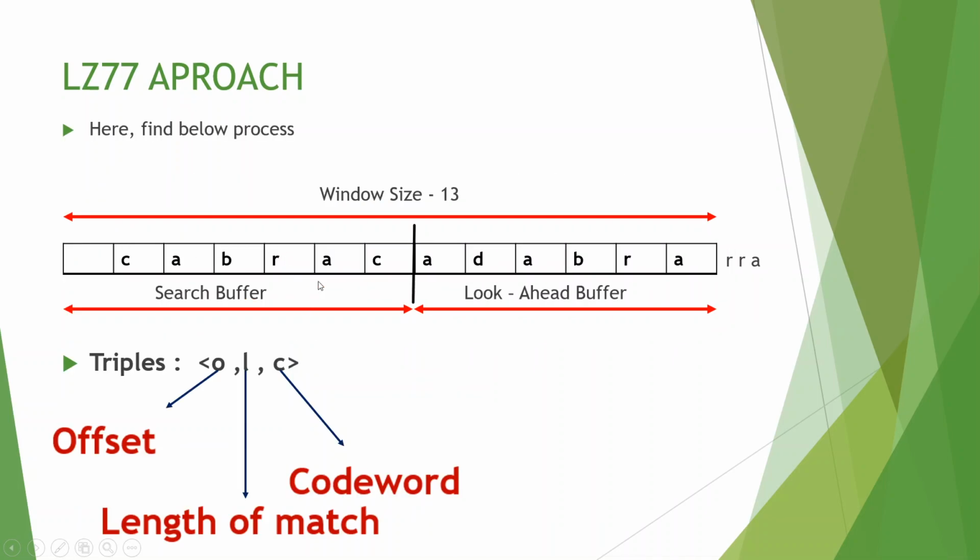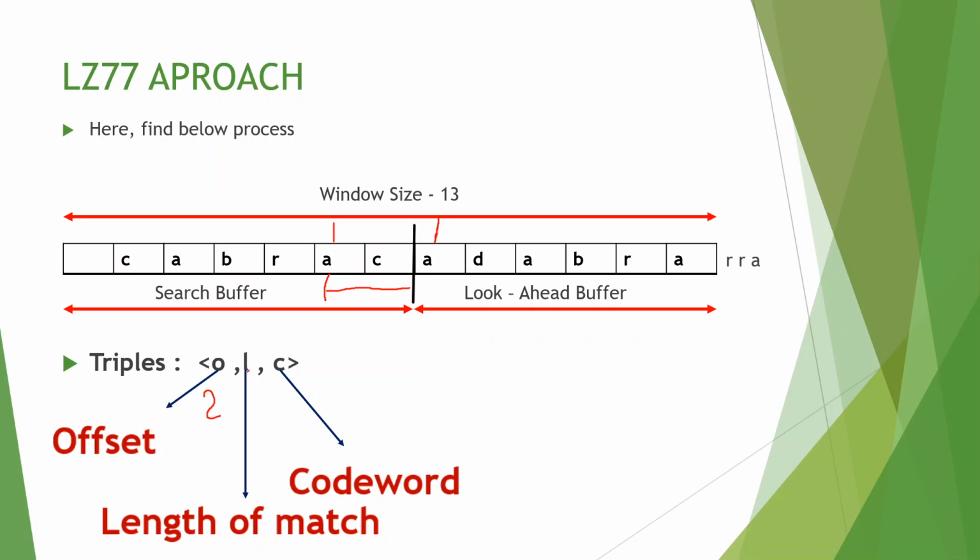Here our search pointer is this. Our search pointer is at A, and we have to match the A from the look ahead buffer in this search buffer. Now from this search pointer to the look ahead buffer, in that distance how many symbols are there? A and C. So here our offset is 2.